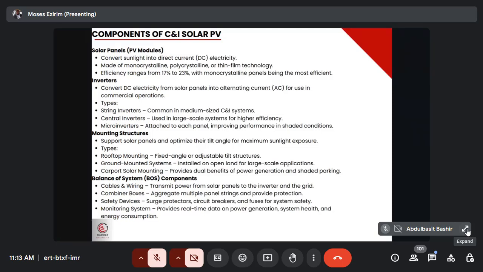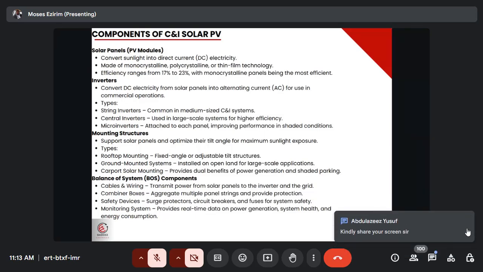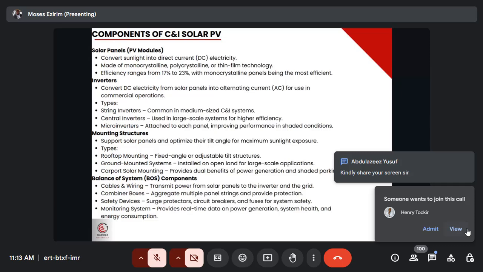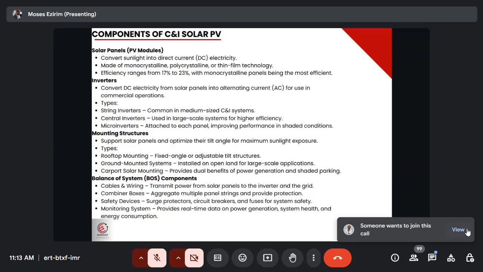AC. Without inverter, oh sorry, am I not sharing my screen? Abdulaziz Yusuf, you can't see my screen? Sorry, can you see my screen? Yes, you can see your screen. Your screen is visible. All right, Abdulaziz, I think it's your network. Maybe you log out and log in back.